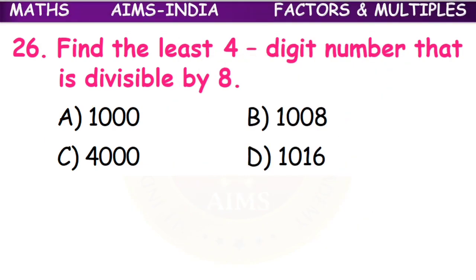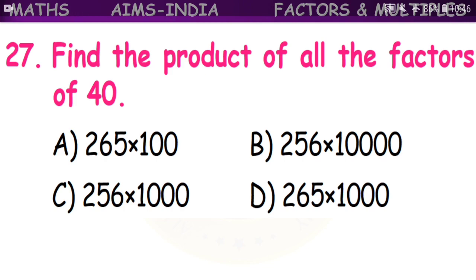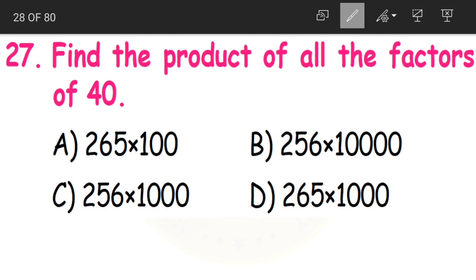Understood, children? Next question. Find the product of all the factors of 40. Now what are the factors of 40? 1 forties are 40. 2 twenties are 40. 40 does not come in 3 table. Then we have 4 tens are 40 and then we have 5 eights are 40. Yes. Now we should find out the product of all these factors. Now you need to solve this. We need to solve this one intelligently.